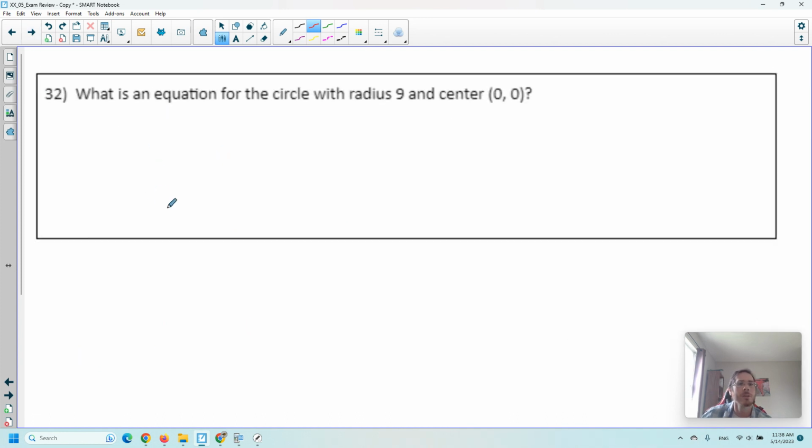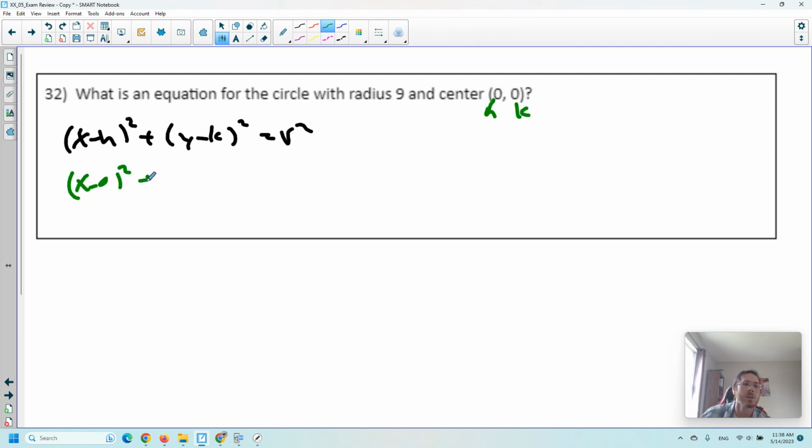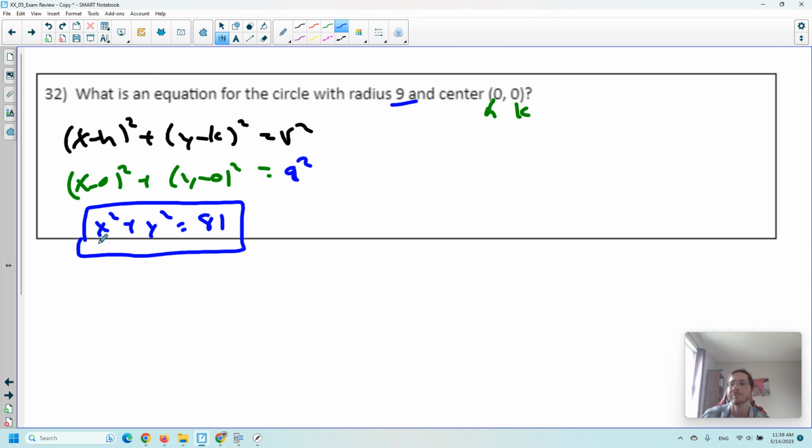All right. For 32, what is an equation for a circle with radius 9 and center 0, 0? So equation for a circle from geometry class: x minus h quantity squared plus y minus k quantity squared equals r squared. So the center is at 0, 0. That's h and k. So x minus 0 squared plus y minus 0 squared. Radius is 9, so 9 squared. So x squared plus y squared equals 81. We can simplify everything down. There we go. So that's everything we got for that one.